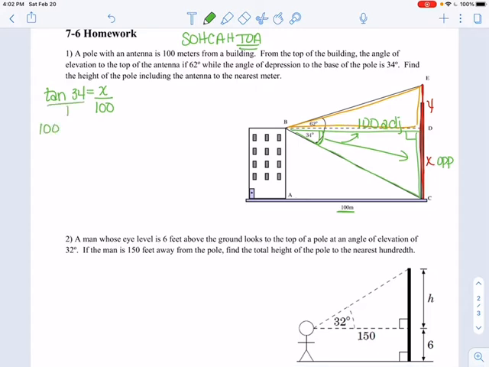So I'm going to have 100 times the tangent of 34 equals X. You just have to do 100 times the tangent of 34 in the calculator and hit enter. Eventually we're going to round to the nearest meter, but let's not round too soon. So let's say this value is 67.45. Okay, so now I have my value of X. Now let's find Y.